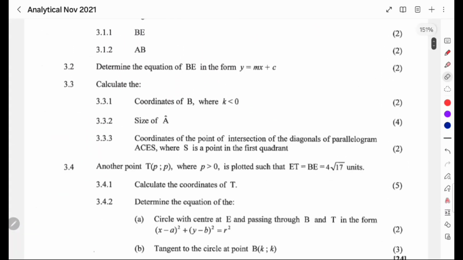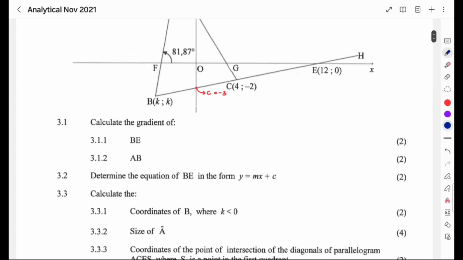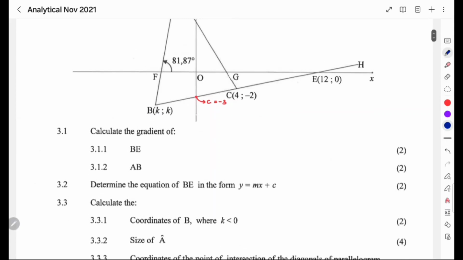Our next question, 3.3, calculate the coordinates of B where k is less than 0, meaning that k is negative. So please keep in mind that the coordinates of B have the same x and y value and they are both negative. The reason we know that they have the same x and y value is because both are k.